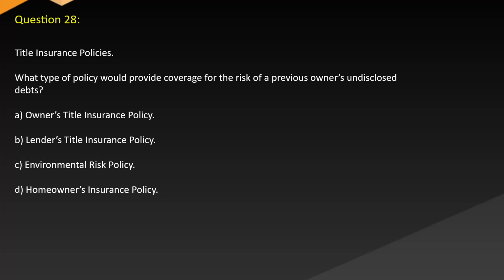Question 28. Title insurance policies. What type of policy would provide coverage for the risk of a previous owner's undisclosed debts? A. Owner's title insurance policy. B. Lender's title insurance policy. C. Environmental risk policy. D. Homeowner's insurance policy.